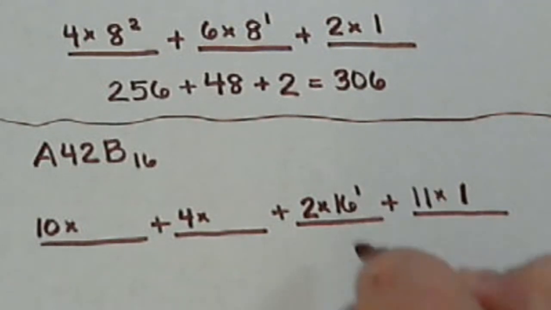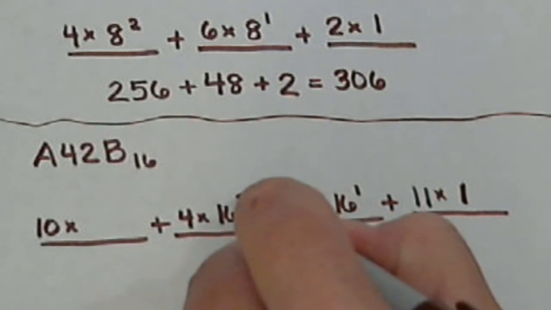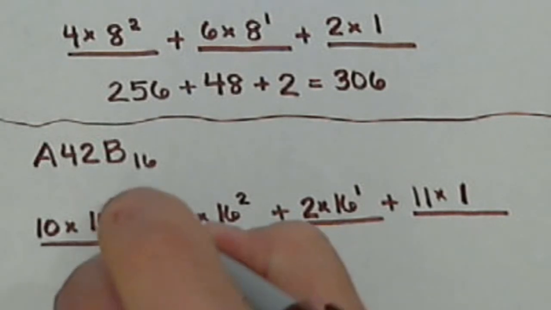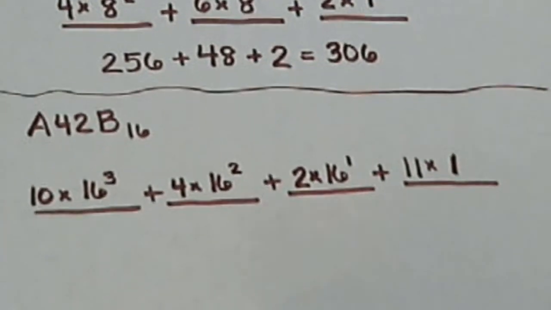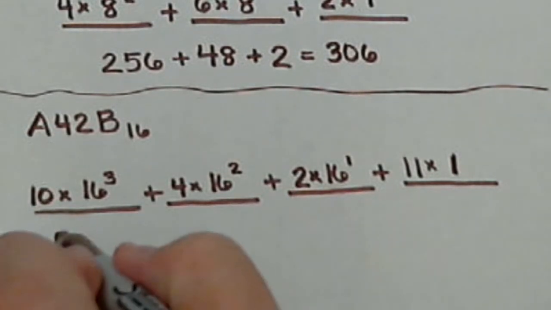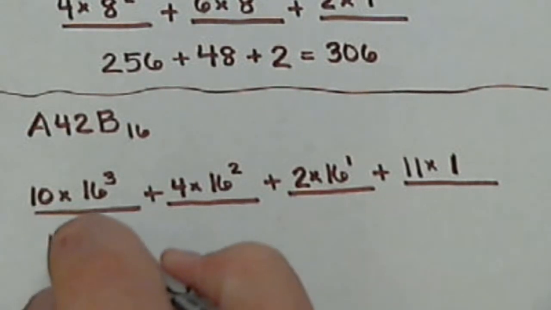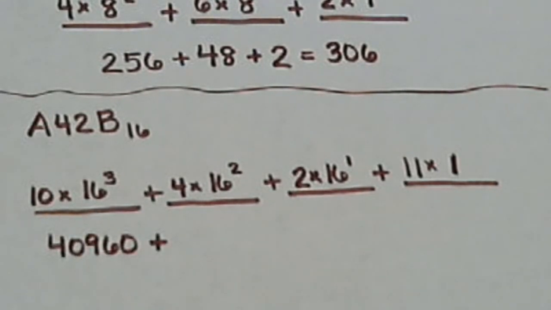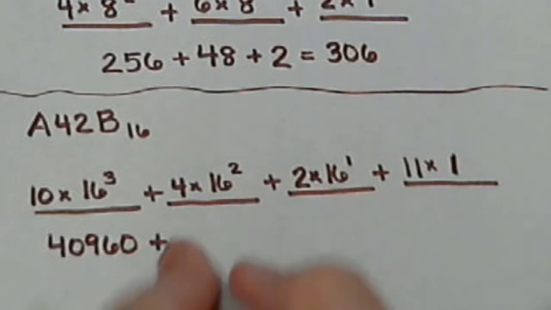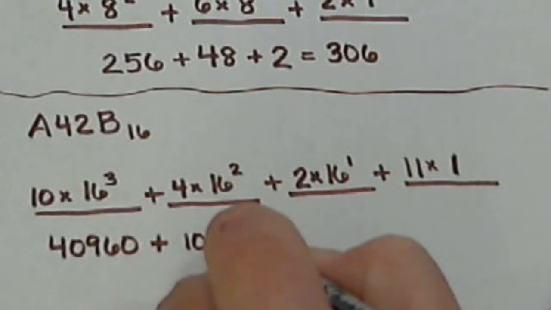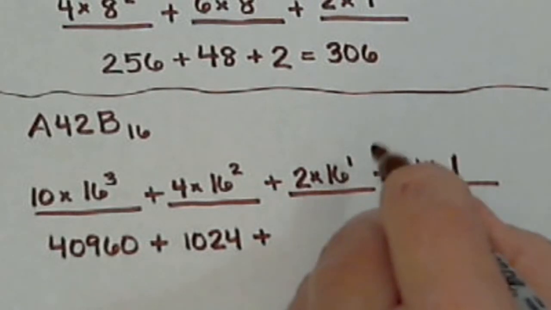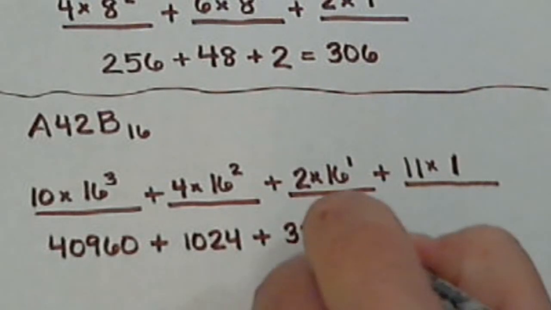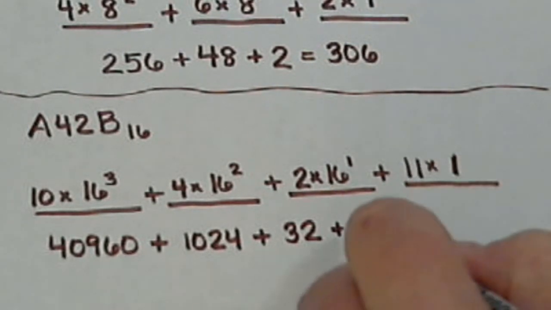Then we have 16 to the first power, 16 squared, 16 to the third power. And this is going to take a little more calculating. 16 to the third power is 4,096 times 10. So this would be 40,960 plus 16 squared is 256 times 4. That's 1,024. 16 to the first is 16 times 2 is 32. And then 11 times 1 is 11.